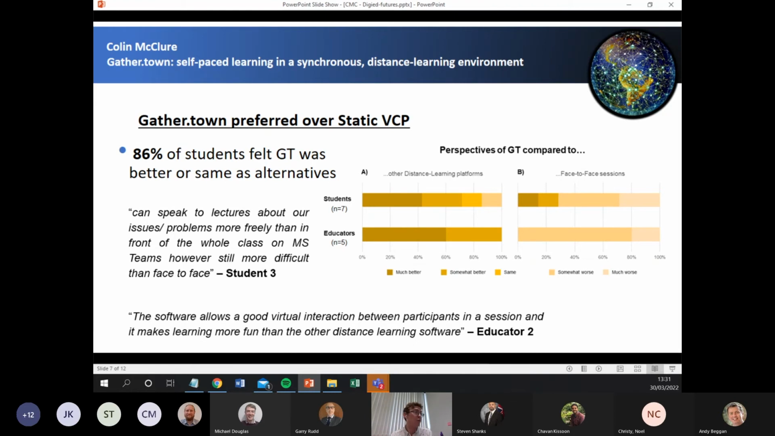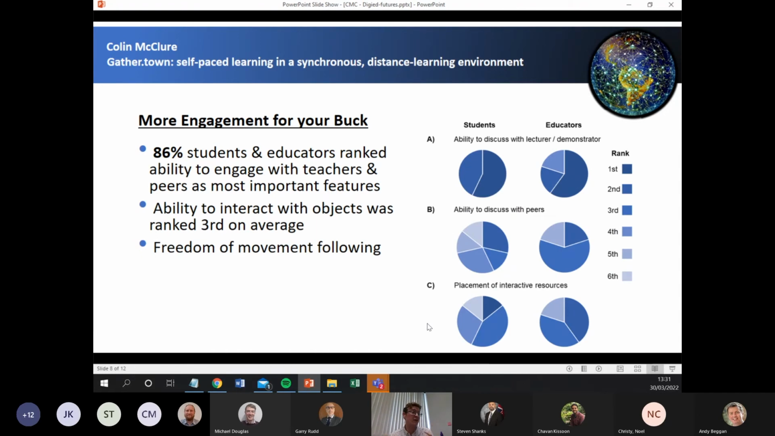And it was much more informal. We kept seeing this word informal, but the students enjoyed the informality of this. And it was a good virtual interaction between participants in the session. And what they enjoyed about it was also their interaction with peers.